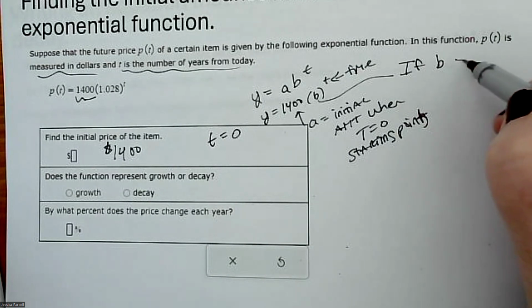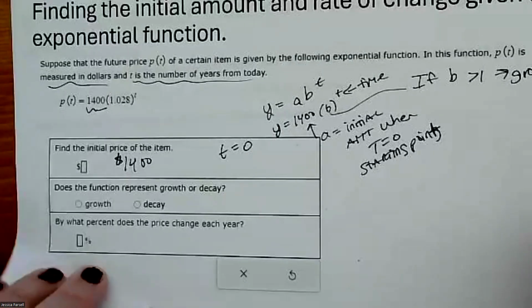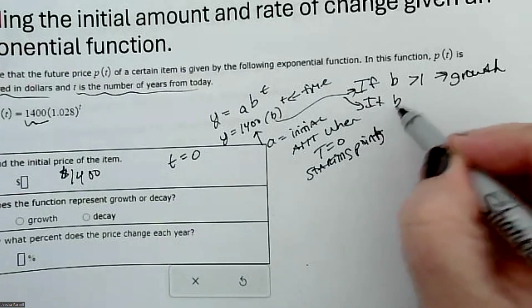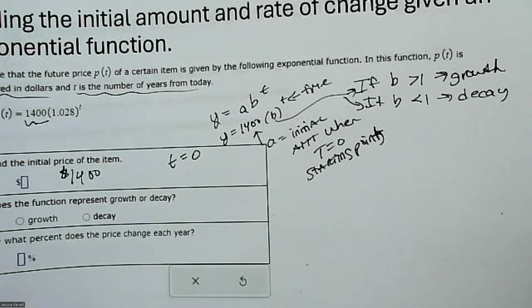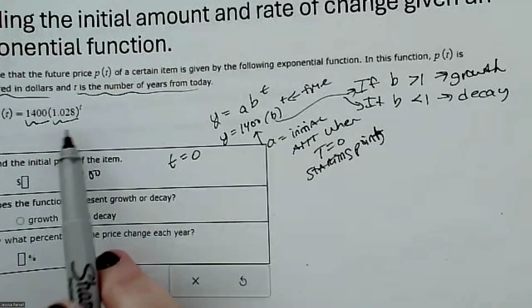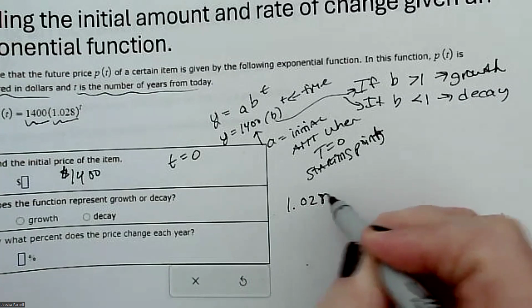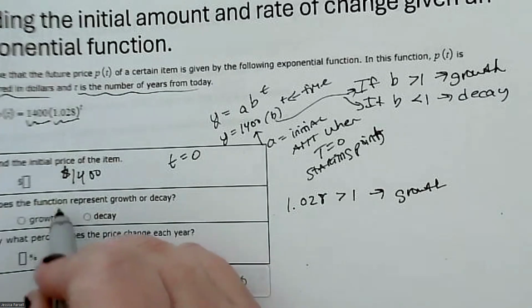If B is greater than 1, then that is equal to a growth equation. If B is less than 1, then you have a decay. Okay, because they're asking us, does the function represent growth or decay? Well, look at your B value. It's 1.028. 1.028 is greater than 1. Therefore, we have a growth function right there.